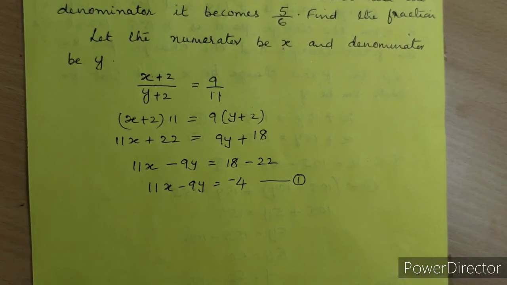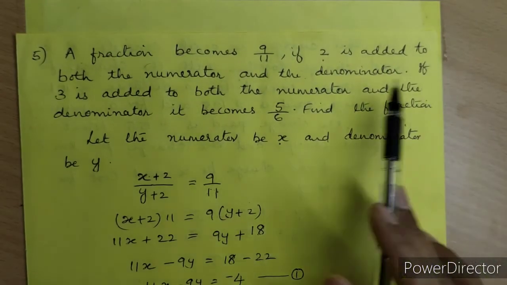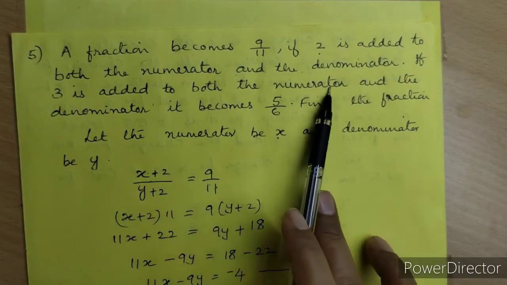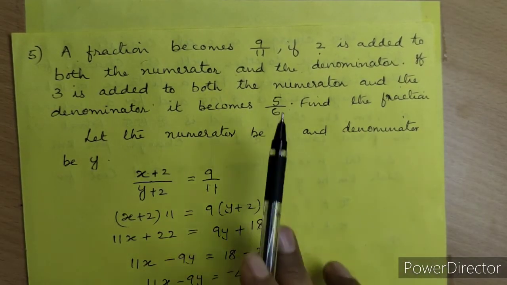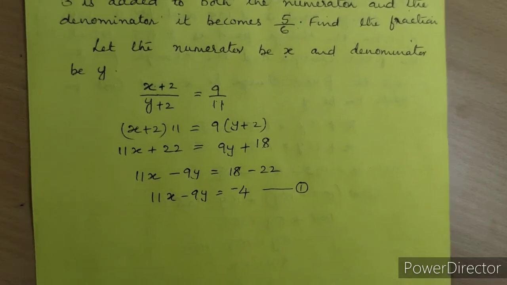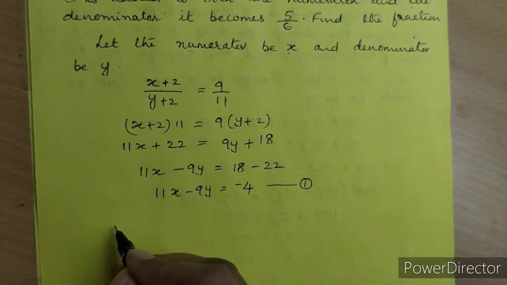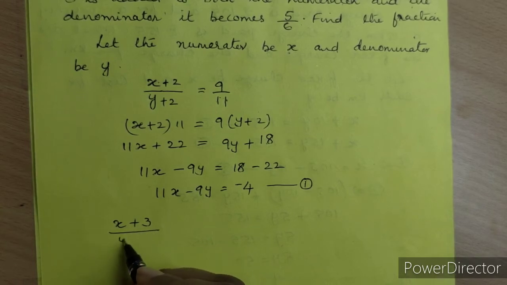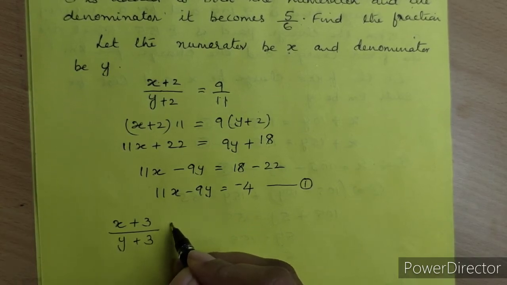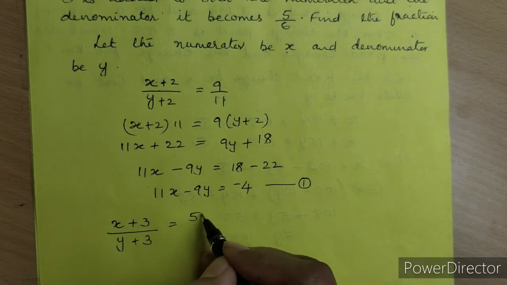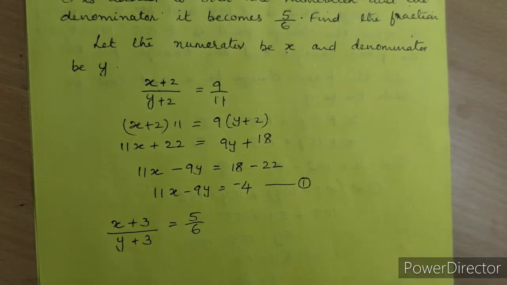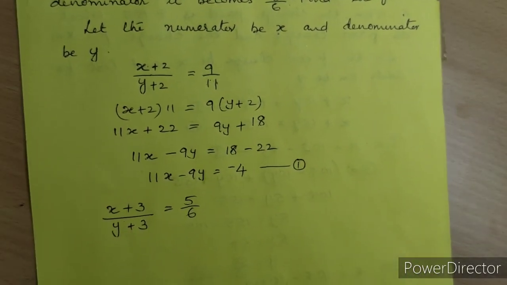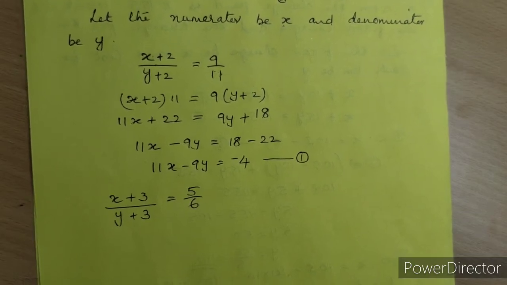Now you have to frame the second equation by taking the second condition. Here, if 3 is added to both numerator and denominator, it becomes 5 by 6. So numerator and denominator, you know that it is x and y. So x plus 3, you have to add 3 with numerator and denominator, then the fraction becomes 5 by 6. Same method you have to follow, cross multiply and get the equation, then solve by substitution method.